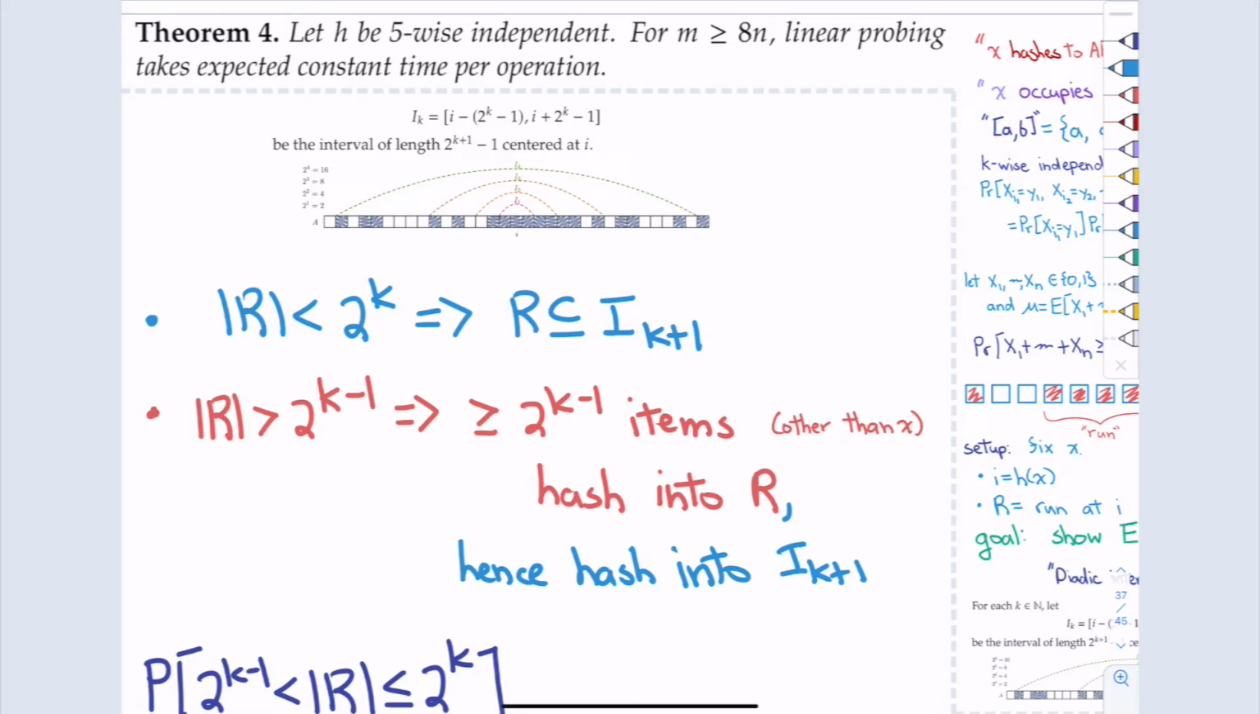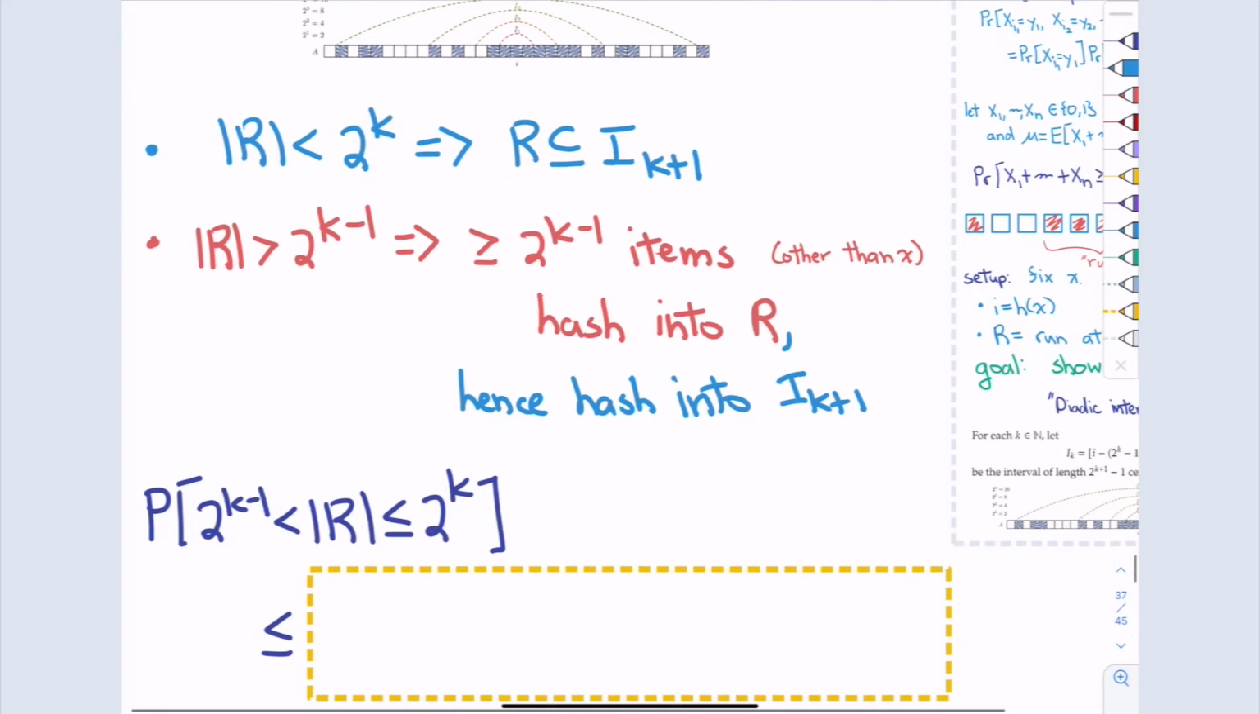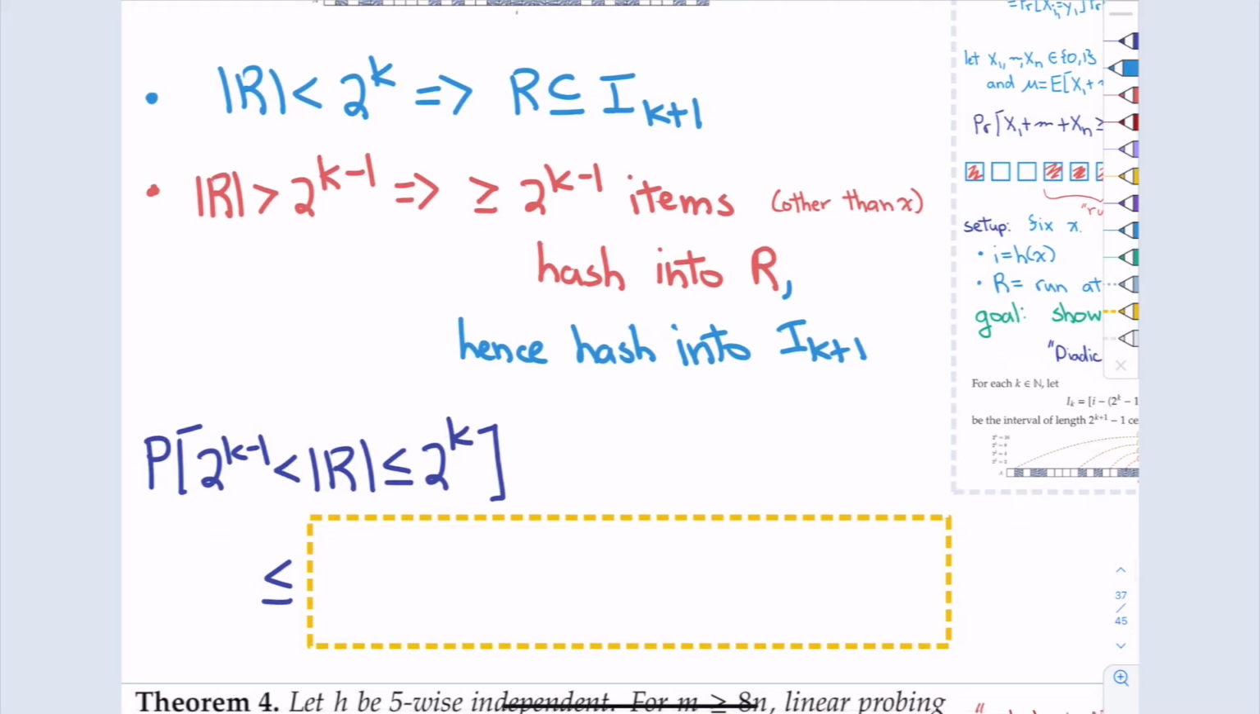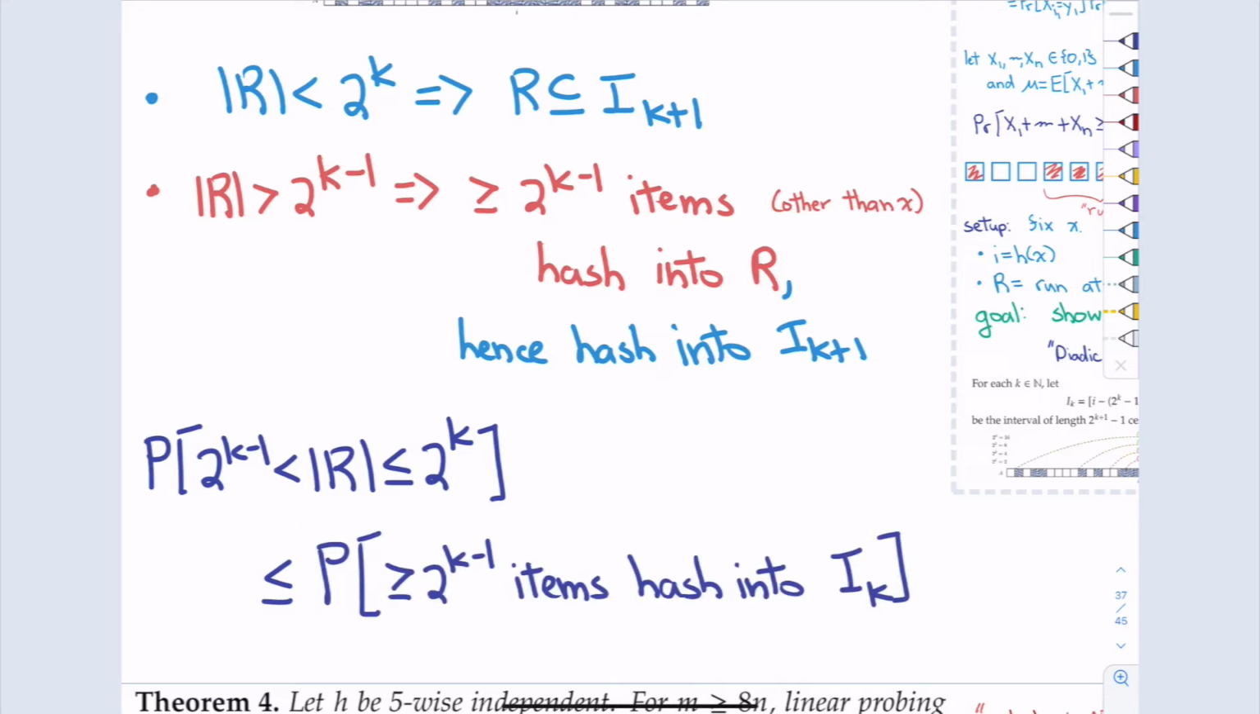We reached this stage then that if my run is between this particular power of 2, at least 2 to the k minus 1 and at most 2 to the k, then I know that at least that many items have hashed into the interval I sub k. And I wrote I sub k instead of I sub k plus 1. Why? Good question.